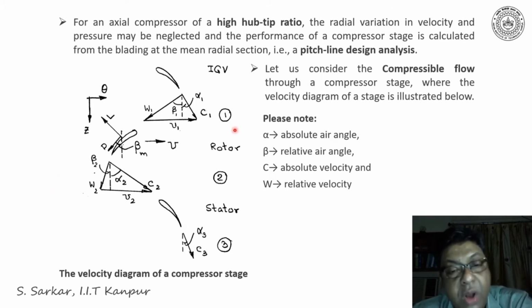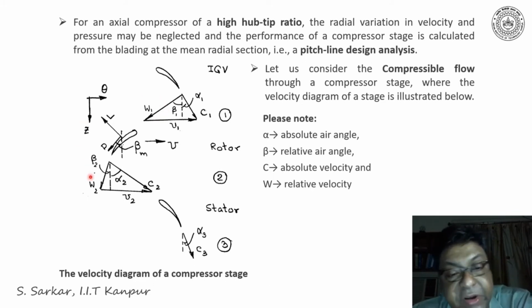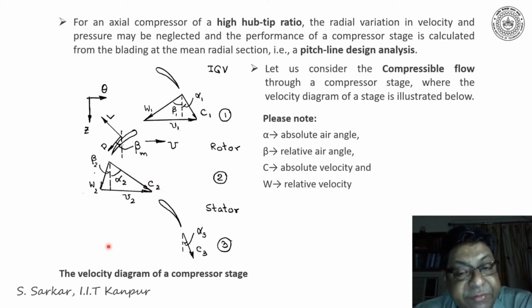Now, at station 1, I have drawn the velocity vector as W1 plus U1 is equal to C1. C1 makes an angle alpha 1 with the z-axis. Similarly, W1 makes an angle beta 1 with the z-axis. So alpha 1 is called the absolute inlet air angle and beta 1 is the relative air angle at inlet. Similarly, if I draw the velocity triangle at exit of the rotor, it would be W2 plus U2 is equal to C2, and alpha 2 is the absolute angle at exit of the rotor, and similarly beta 2 is the relative angle at exit of the rotor.